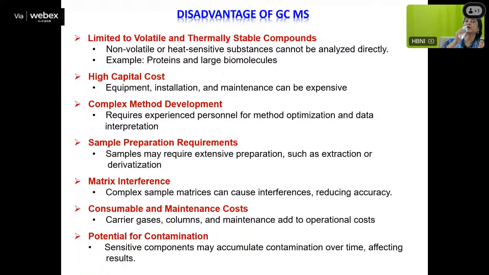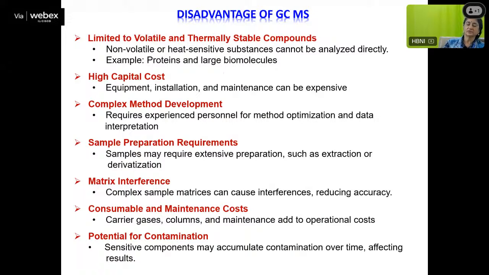Sample preparation requirement. It requires very extensive sample preparation. As I have told, you always have to extract your analyte into some organic solvent, and sometimes if the analyte is not volatile, then you have to derivatize it to make it volatile by doing some organic reaction, and then you can identify and quantify it.